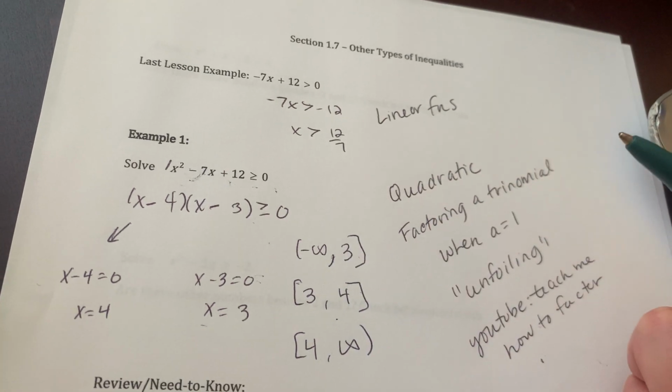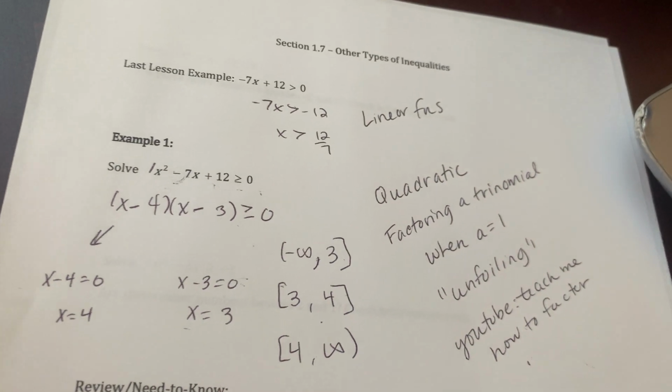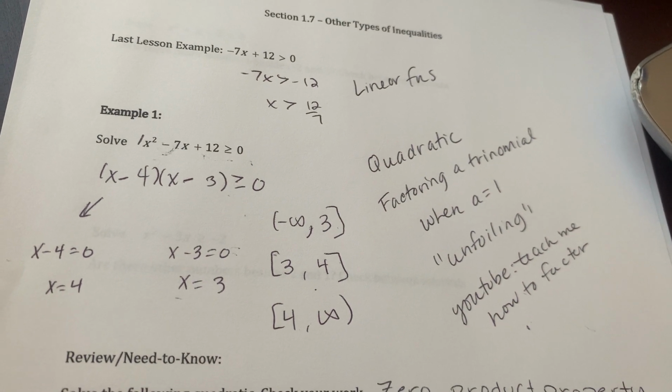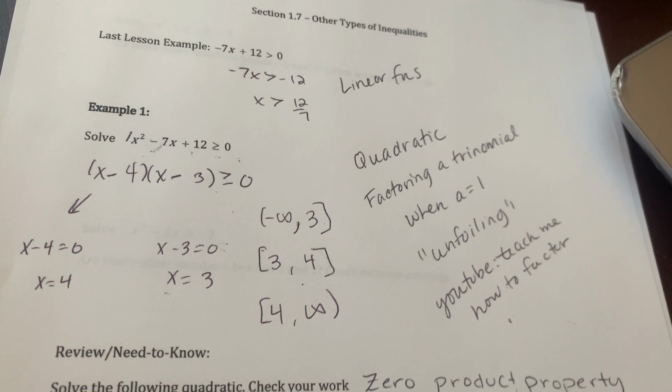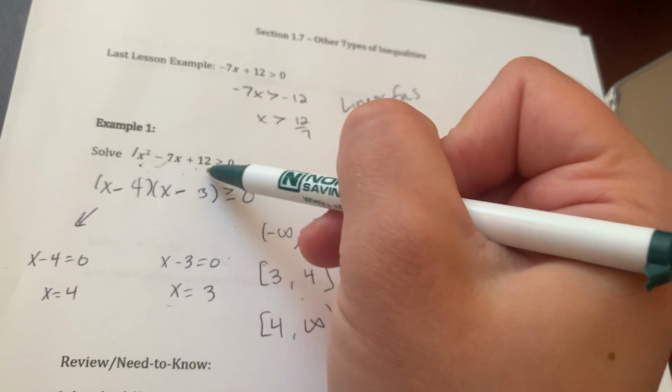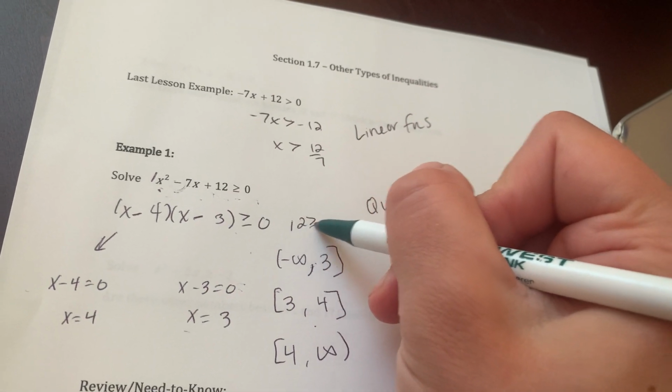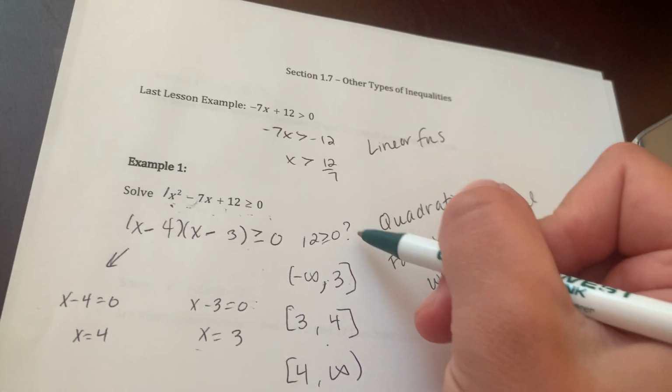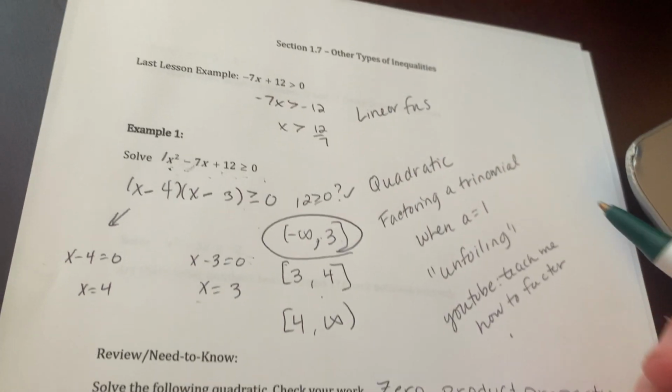So let's try a number between negative infinity and 3. Some people pick 2 or 1. I say pick 0. 0 will clear things out and make it clear. If I plug in 0, I'm going to get 0 minus 0 plus 12. Is 12 greater than or equal to 0? Yep, so this interval worked.